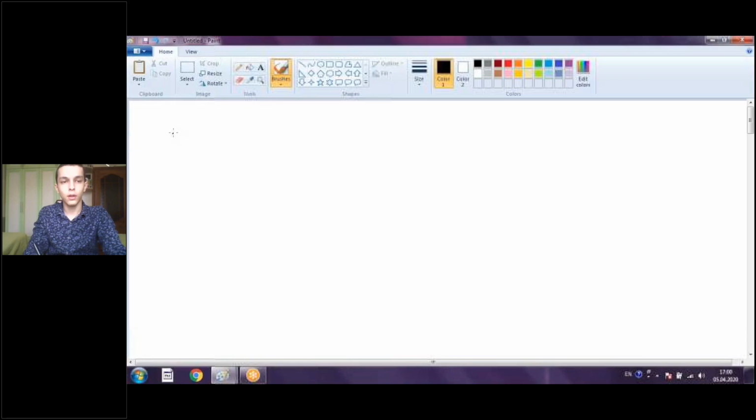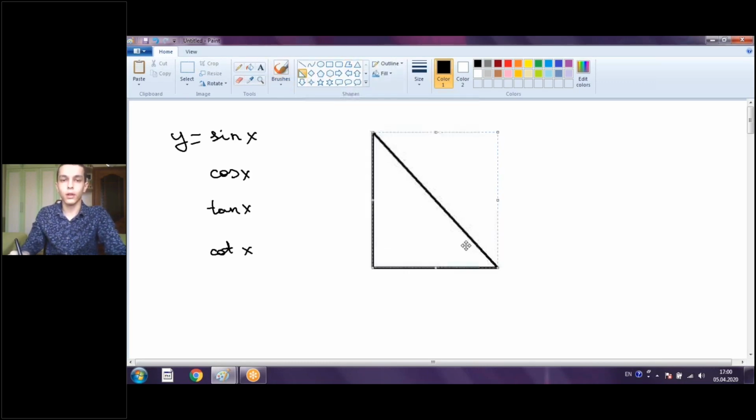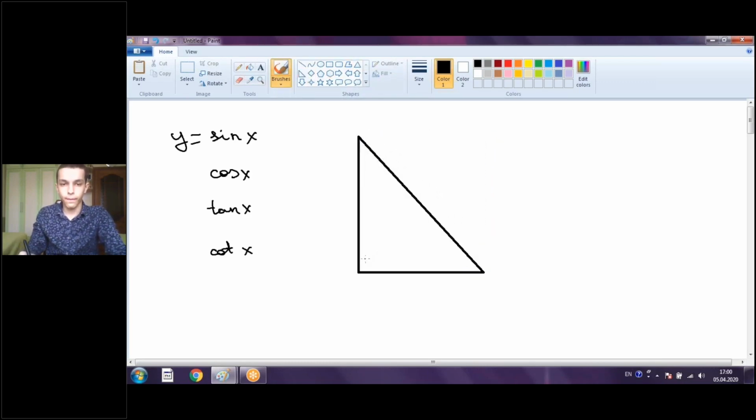Let's start. So we have four main trigonometric functions such as sine x, cosine x, tangent x, and cotangent x. In order to understand what a trig function is, you have to use a right triangle. Right triangle, so that's, let's say, your angle x.